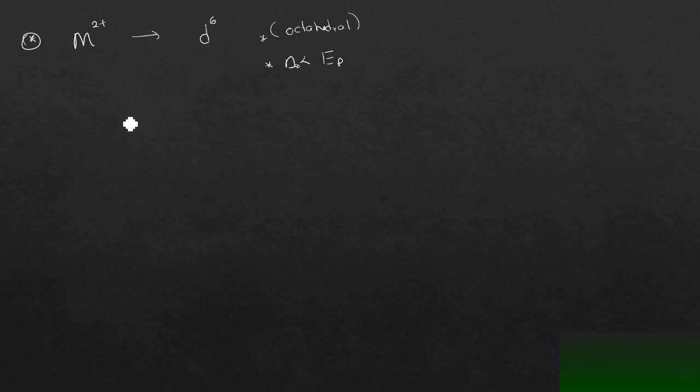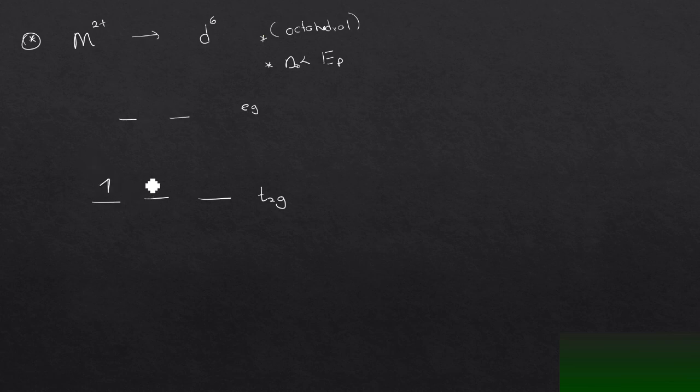So let's move on. This is an octahedral geometry, so the d orbital structure should be like this. This is Eg and this is T2g. Now we need to fill 6 electrons.